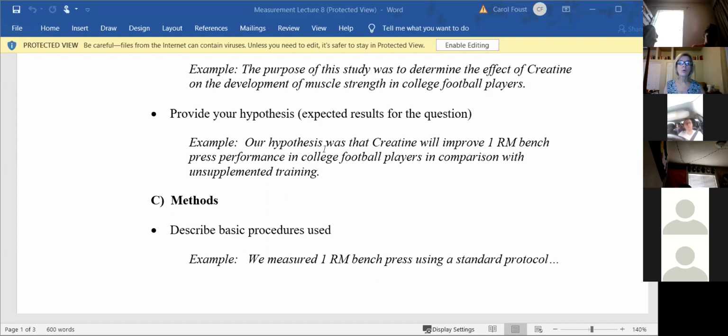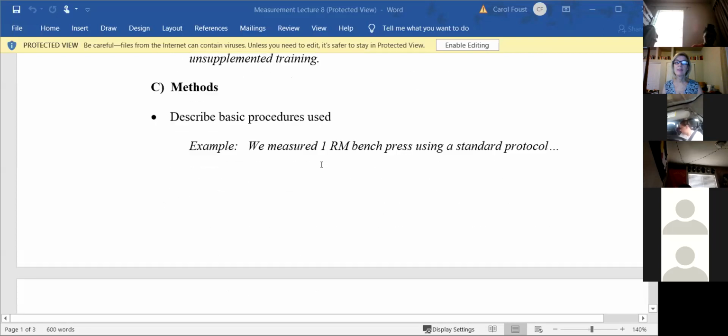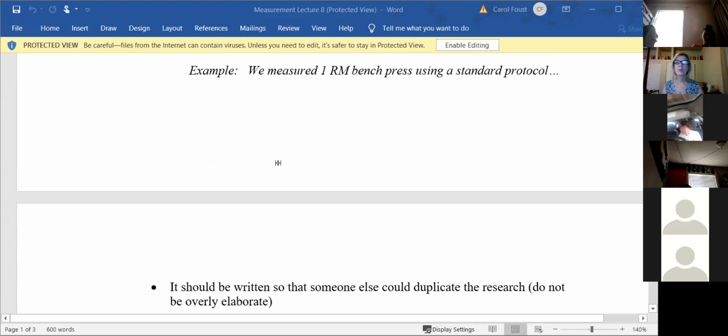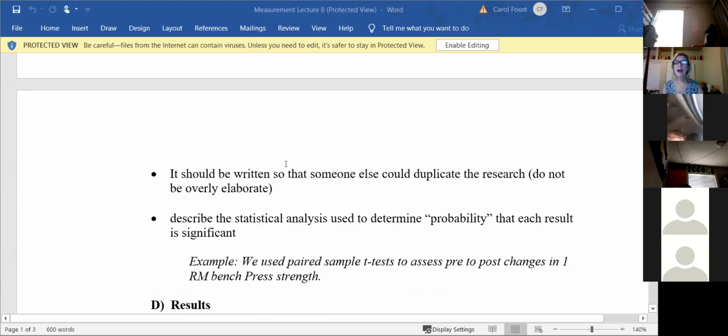Okay, but I've got to provide my hypothesis here at the end of the introductory section. Then in the methods, I'm going to describe the basic procedures that were used. So what did we do here? Well, we did a survey with young adults between the ages of 18 and 30. You would describe that. You would write this so someone could duplicate the research.